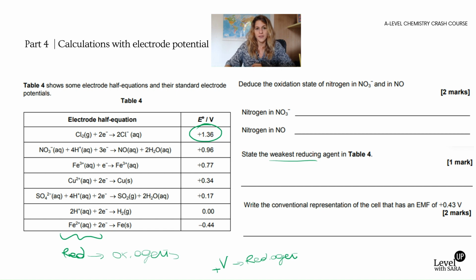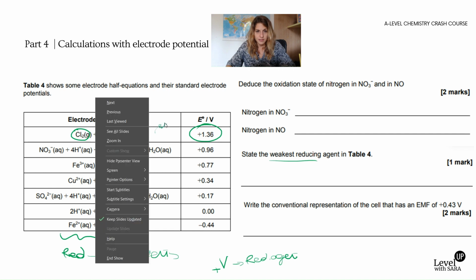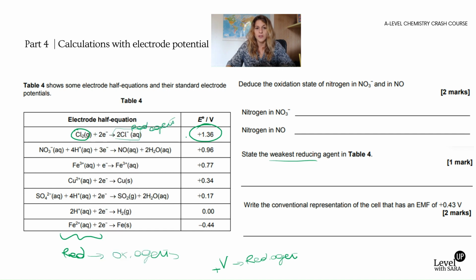Because if you think about it, could it be chlorine, the reducing agent? No, because that doesn't get oxidized, doesn't lose even more electrons. But what about the chloride ion? Yeah, technically this could lose electrons. This could lose electrons and become Cl2. So this could be considered a reducing agent, because it's oxidized.